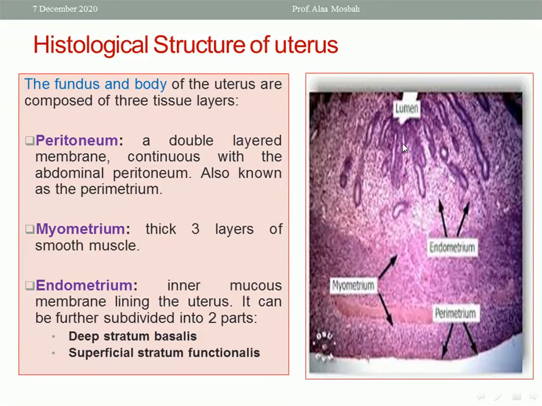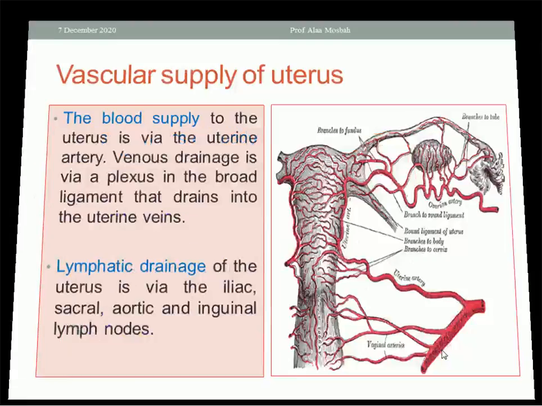Then from inside to outside, the myometrium, which is formed of 3 layers of smooth muscle. Then the peritoneum, a double layered membrane continuous with the abdominal peritoneum. We can also call it perimetrium. So I have endometrium, myometrium, and the perimetrium. This is the histological structure of the uterus.